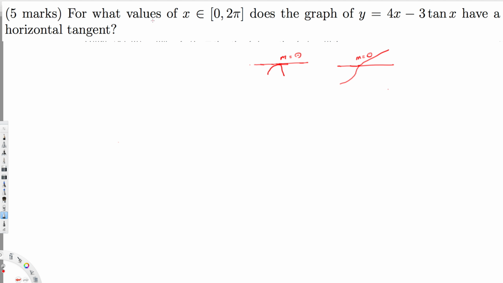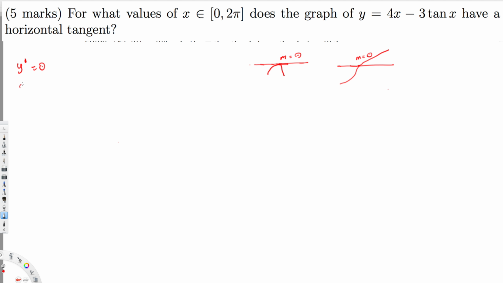So for what values does it have a horizontal tangent? They are asking at what values the slope is going to be equal to 0, right? Basically that's what it means. To find the slope, we do y prime. If I set the slope equal to 0, then I can find the exact point where the horizontal tangent exists, right? So we equalize the slope to 0.